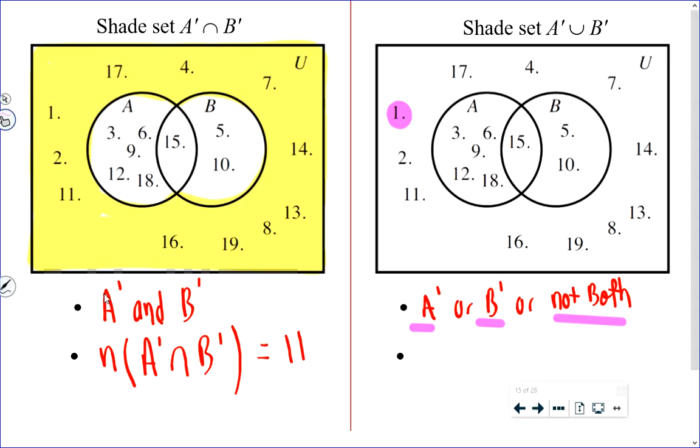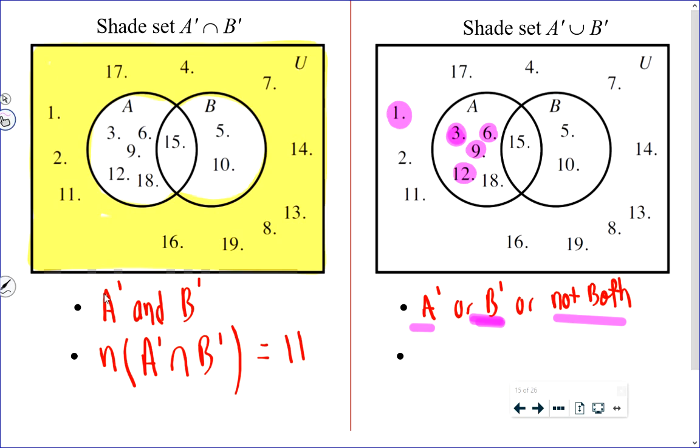What about this? Is this number not A? No, it is A. Is this number not B? Yes, it's not B. So we're going to shade this. Every number in here is not B. And that's one of the ORs.